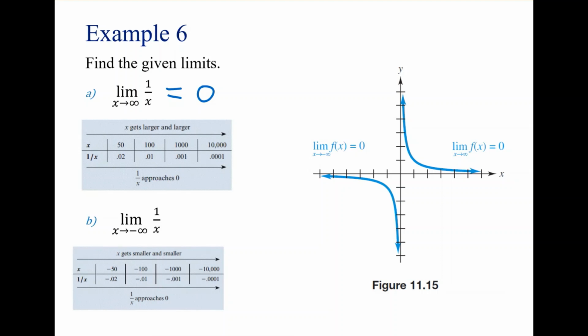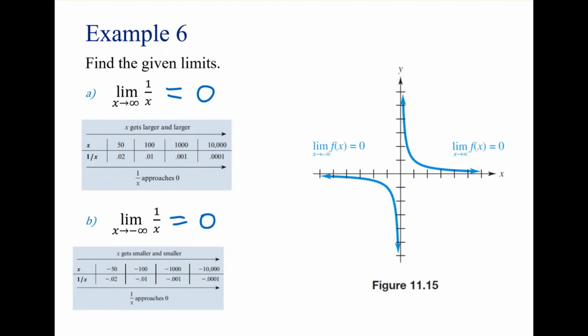Now as we substitute these x values into 1 over x, for negative 50 we get negative 0.02, then negative 0.01, negative 0.001, negative 0.0001. So as these x values are getting really small, or getting really big in the negative direction, the 1 over x values are approaching 0. So the limit is 0.